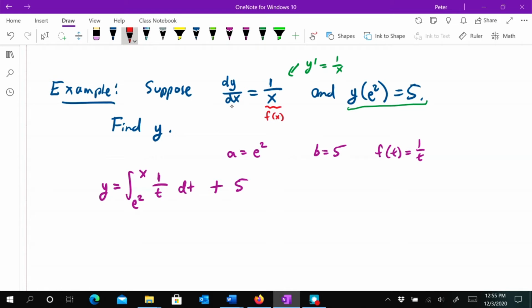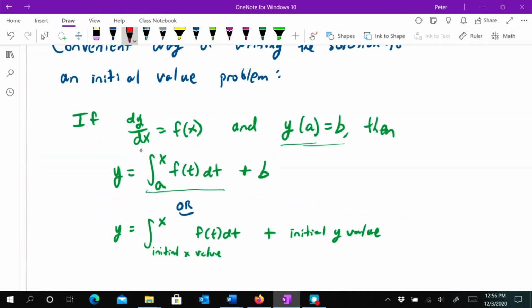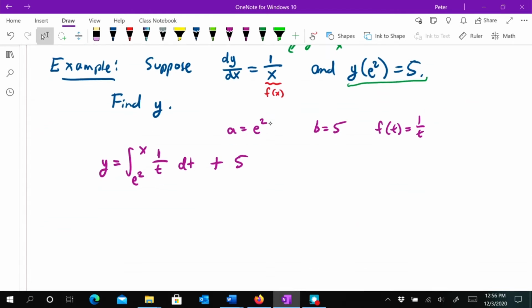Remember, we're given dy/dx equals some function of x, so mapping that onto what I said about the general rule, we're given dy/dx equals f of x, so this 1 over x is the f of x. One way you can think of it is you simply take whatever is after the dy/dx and replace it with t. That's what you're going to put after the integral sign.